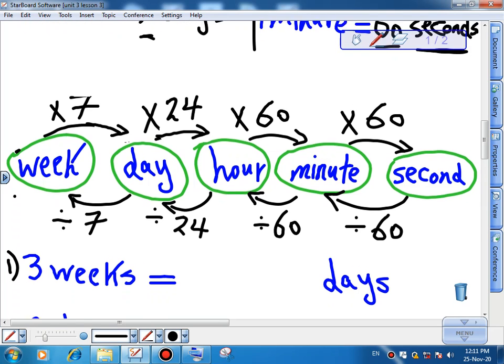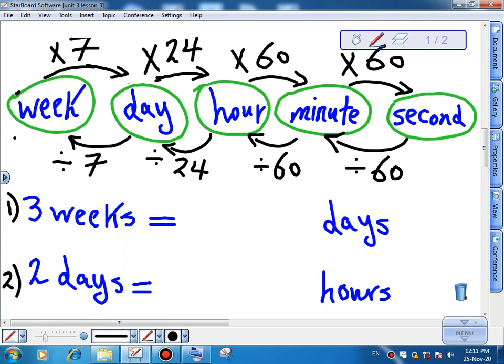If we have the first example, 3 weeks has blank days. I need to convert from weeks to days. From the greatest to the smallest, we multiply. Multiply by what? 1 week has 7 days, we will multiply by 7. So 3 times 7 equals 21 days. So 3 weeks has 21 days.